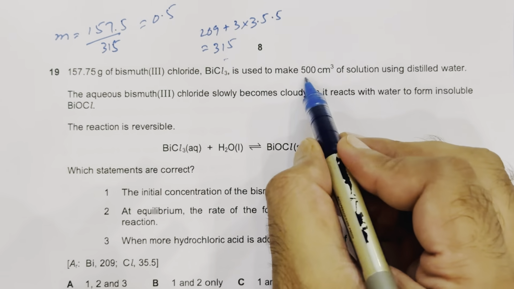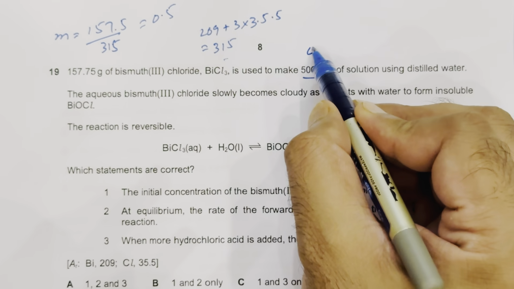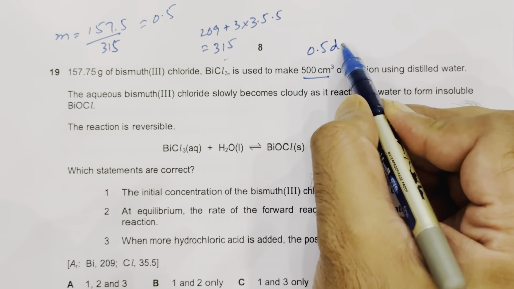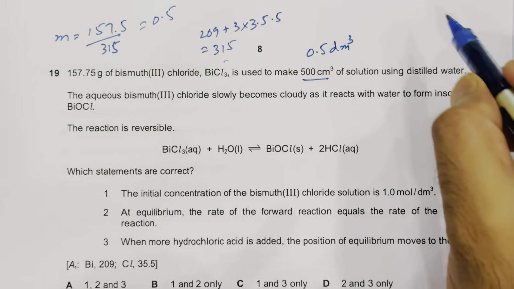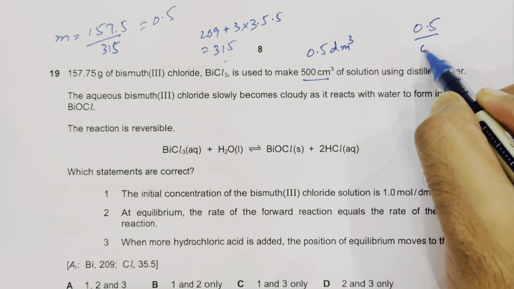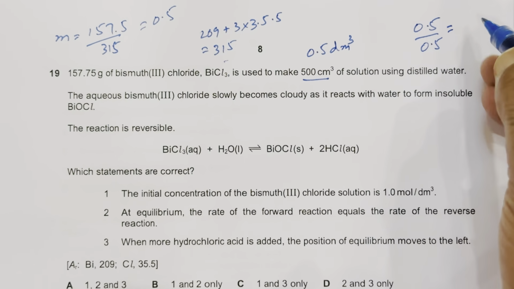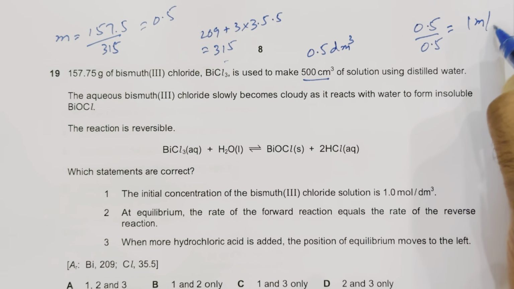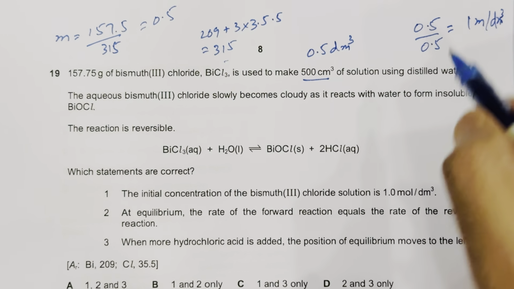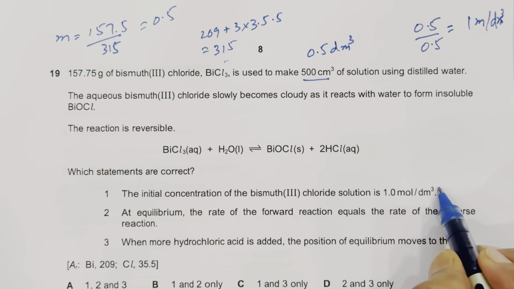And you also know that the volume is 500 centimeter cube. After dividing it by 1000 you get 0.5 dm cube. Now you need to calculate the concentration. 0.5 divided by 0.5, moles over volume, you would get the value that is 1 mole per dm cube. So this was given, mole per dm cube. It means this option is correct.